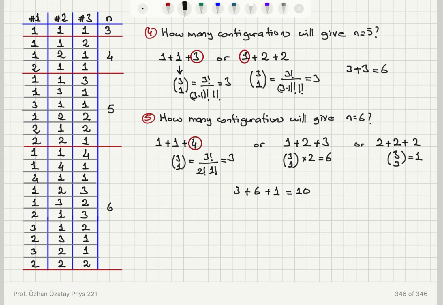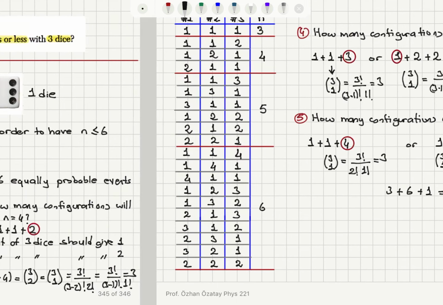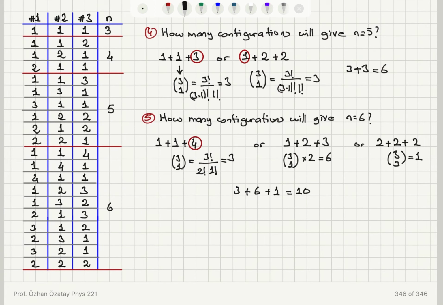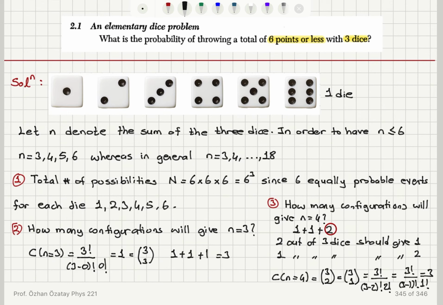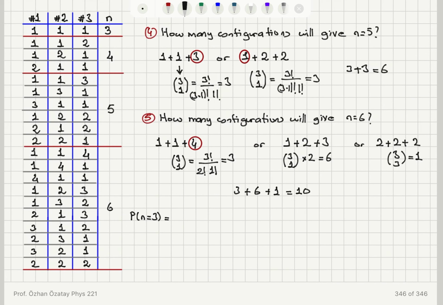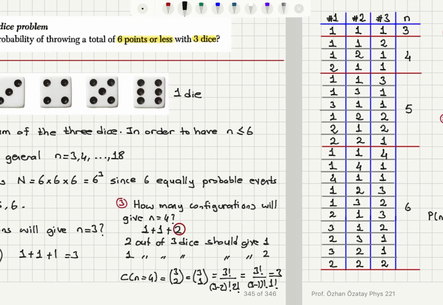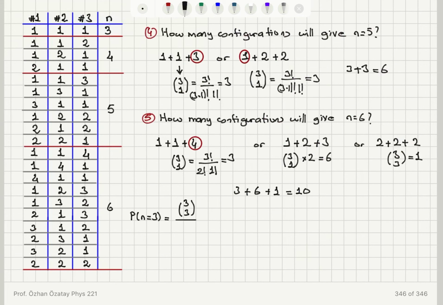Okay, so basically if we write this mathematically, I can see that the probability of having n equals to 3 is the number of configurations that give me n equals 3, which is combinations of 3 objects, 3 taken at a time to assign to them 1, divided by the total number of possibilities, which is 6 to the power 3.